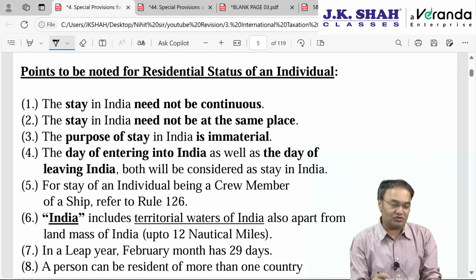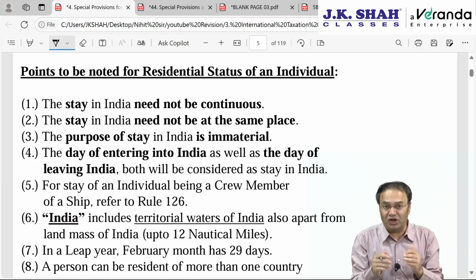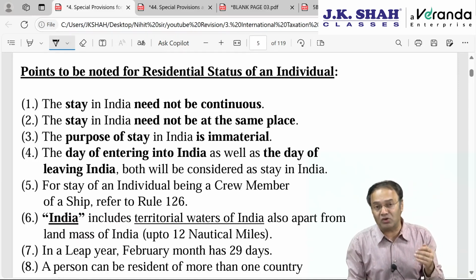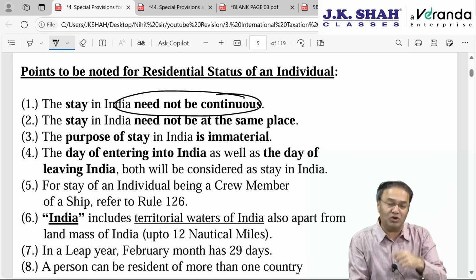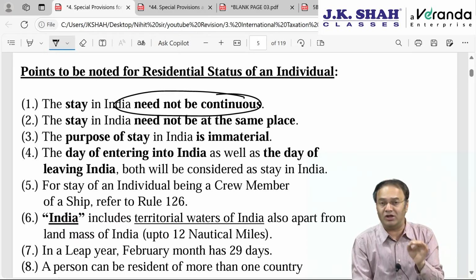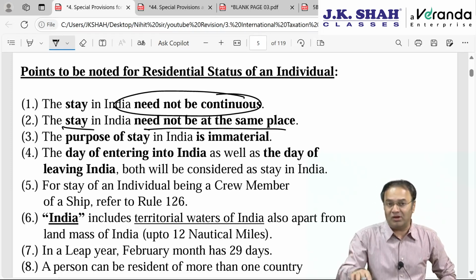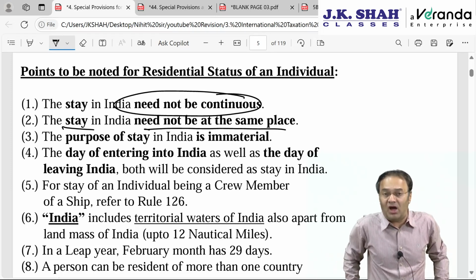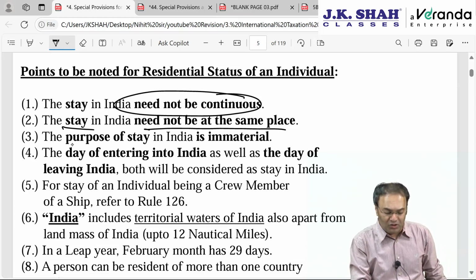So first of all, some points to be noted. Number 1, when we say 182 days or more in the current year or 60 days or more, stay in India need not be continuous. He can come in, go back, come in, go back in installments. Total combined together should be 182 days or more. Stay in India need not be at the same place. Sometimes he went to the Mahakumbh at Prayagraj, Uttar Pradesh. Sometimes he stayed in Mumbai, Bengaluru, Delhi. He roamed around everywhere.